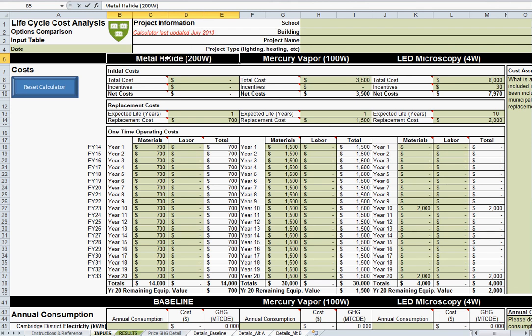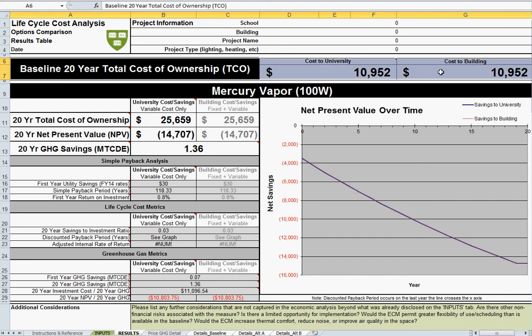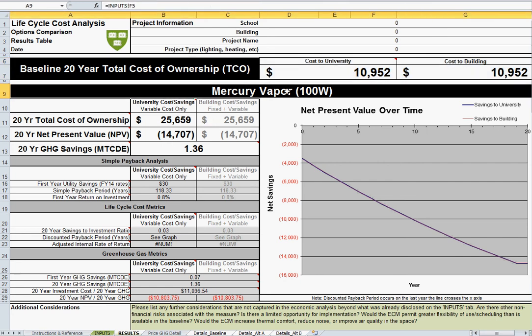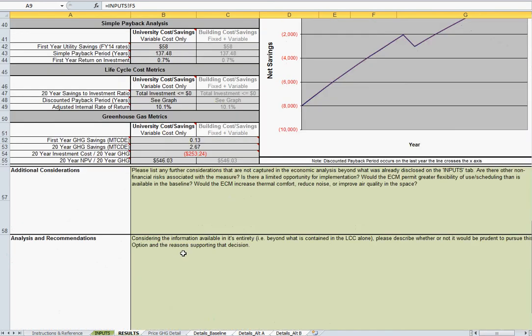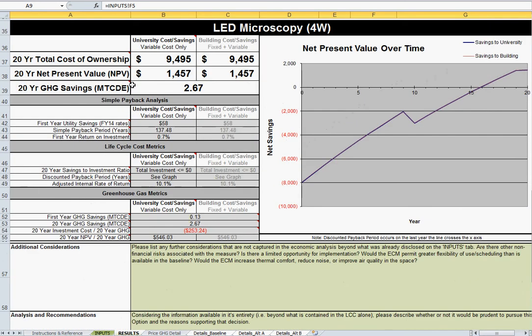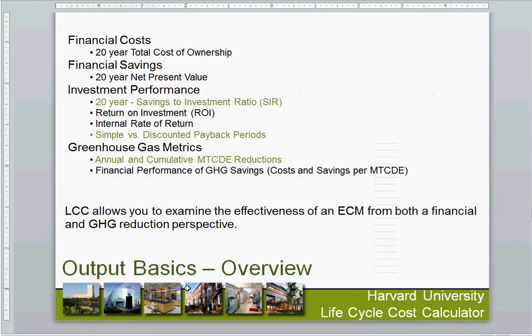And as we get into the results, you'll see we provide really two sets of results because we have two alternatives you can consider. You don't have to use both of them, you can use just one. So up here we have our baseline 20-year total cost of ownership. We'll talk about cost of university and cost of building in a moment. Then we're comparing the baseline to the mercury vapor, which is all of these metrics. And then we're comparing the baseline to our LED microscopes, and we have all of these metrics. So, going back to our presentation.